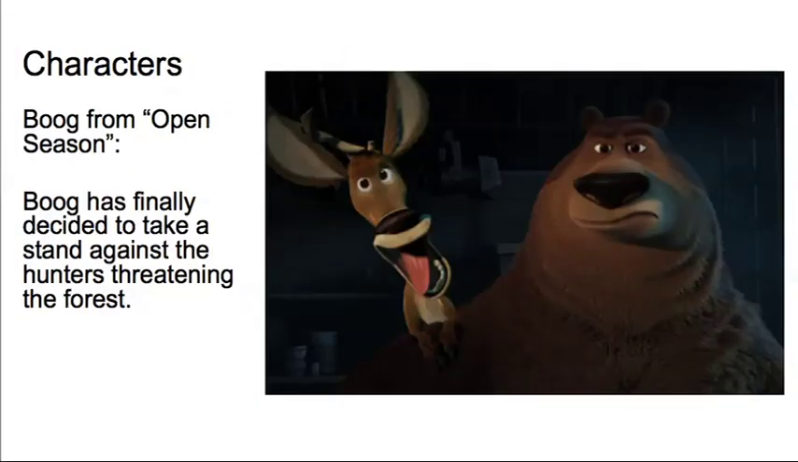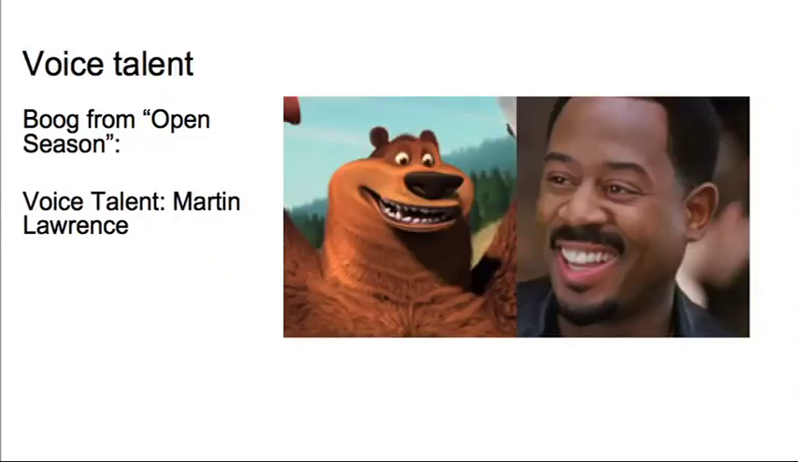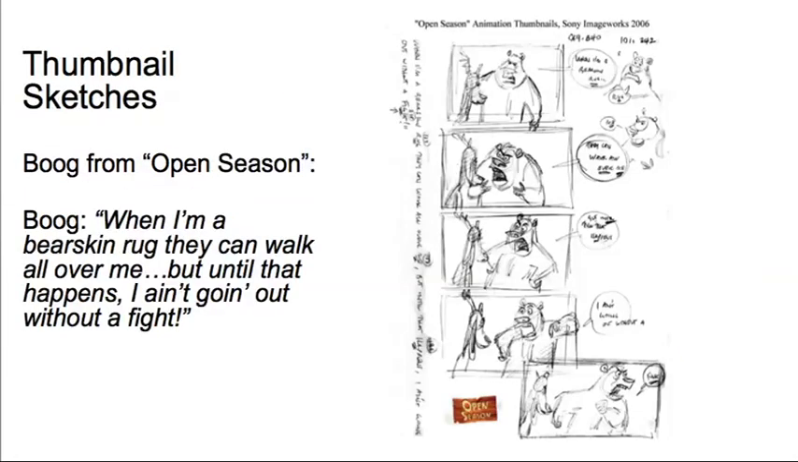The Boog character at some point has to take a stand against these hunters who are threatening to kill the animals in the forest. He's played by Martin Lawrence, who gave a really lovely voice to the character, really rich, round tones. So we all started off at a great advantage because we had this terrific voice talent to work with.